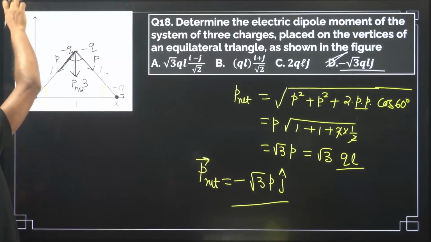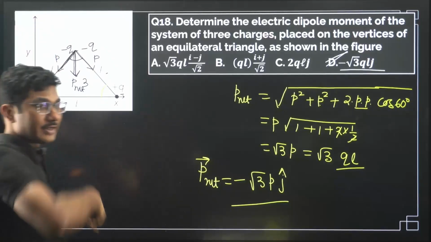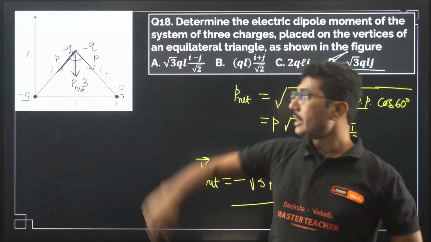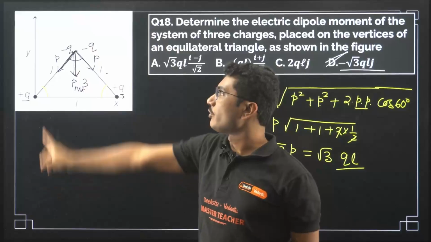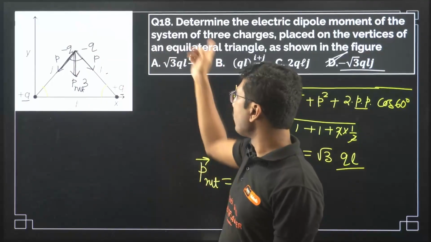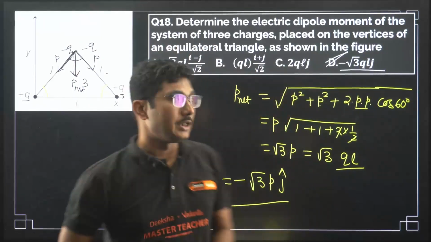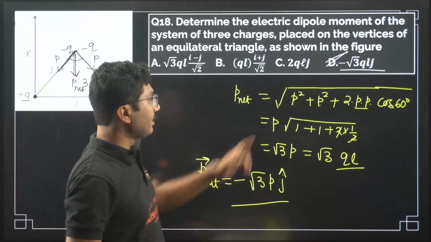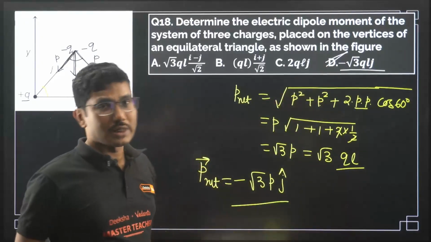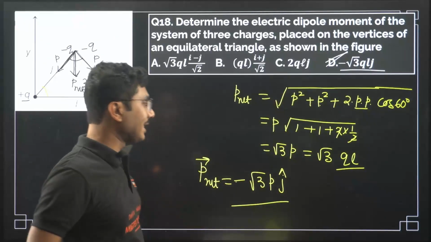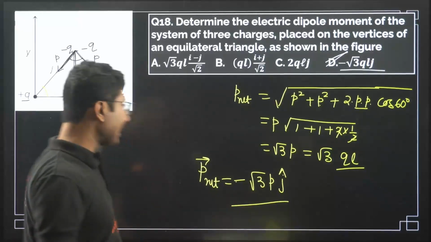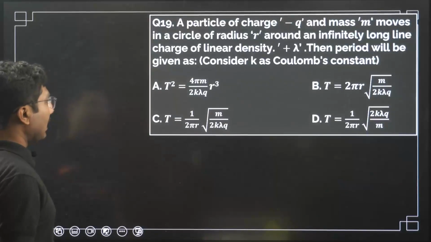This is positive y-axis, this is negative y-axis. Be very, very careful. Okay, so this is negative y-axis, this is positive y-axis. So don't fall for the trap and answer anything randomly. Okay, this will be minus root 3 qL j. Why minus? Negative y-axis, j represents y-axis. That's why this is the answer.